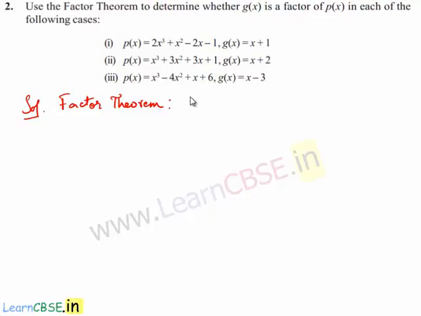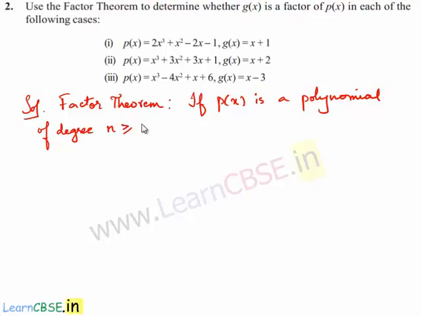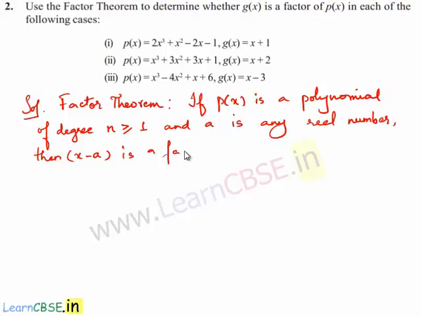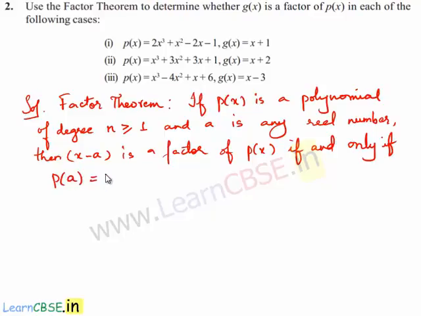So the factor theorem states that if p of x is a polynomial of degree n greater than or equal to 1 and a is any real number, then x minus a is a factor of p of x if and only if p of a is equal to 0.